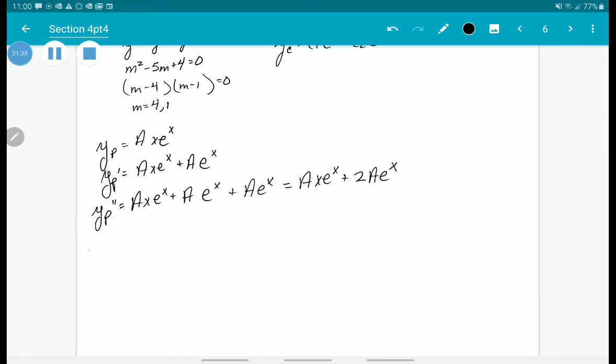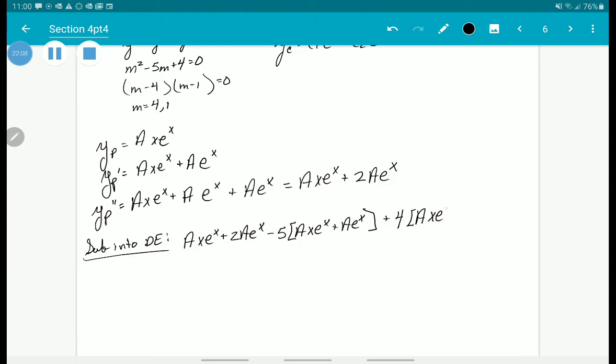And now we can make some substitutions again into the differential equation. Our differential equation was y double prime minus 5y prime, let me correct that, plus 4y. And that's going to be equal to 8e to the x. Let's do some fancy math. Distribute.